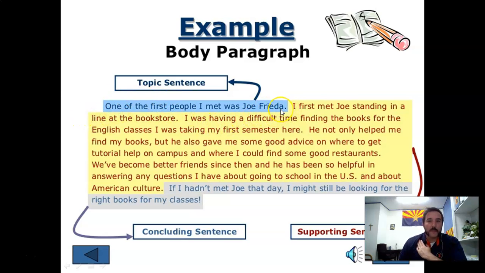One of the first people I met was Joe Frida. If you remember, and if you don't believe me, pause the video and read through it yourself, but we went through this all yesterday, and every one of these supporting sentences or supporting details talked about what we talked about in the topic sentence. It all talks about one of the first people this person met was Joe Frida.